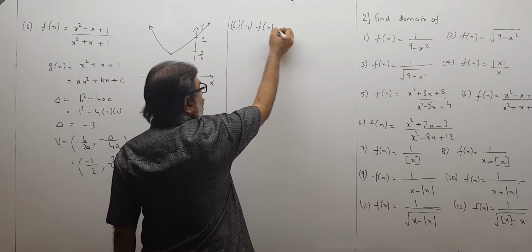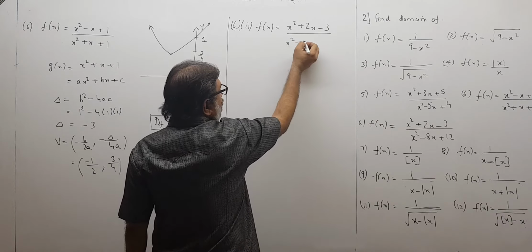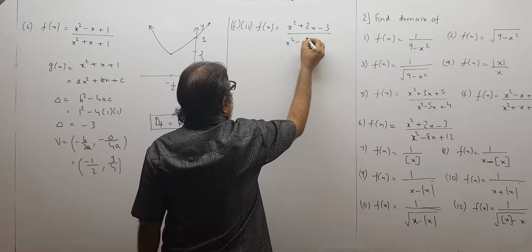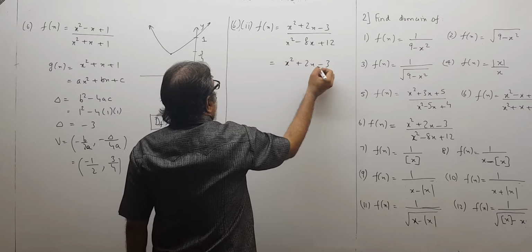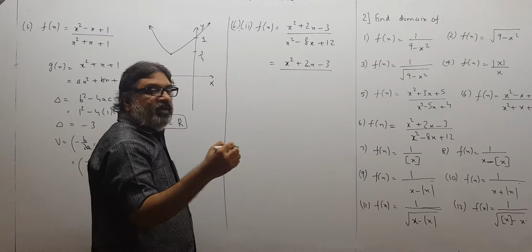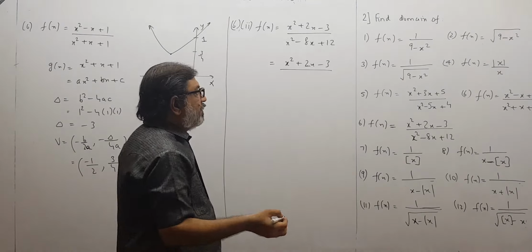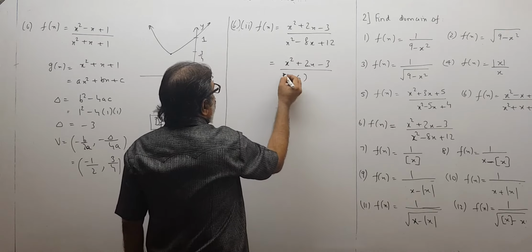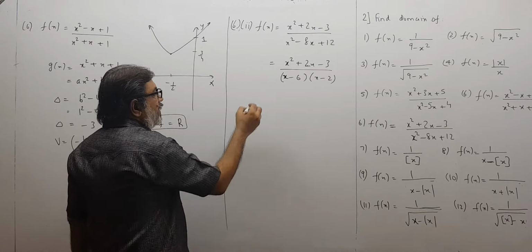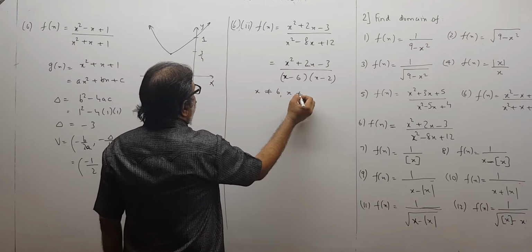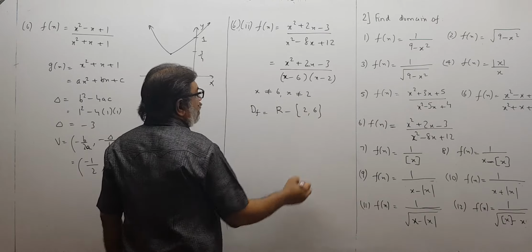f(x) is equal to x square plus 2x minus 3 upon x square minus 8x plus 12. So again, factors are very quick in the denominator. Numerator, I don't want factors because numerator, even if it is 0, I am not worried. Therefore, I will not factorize numerator even if I can, because there is no purpose of that. Here it will be x minus 6, x minus 2. So therefore, 6 and 2 are troublesome. Therefore, x should not be 6 and x should not be 2. So what is the domain of f? R minus 2 and 6. This is the answer.